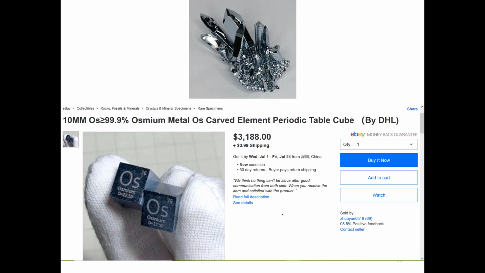And this one I want to show is the price for osmium material right now. This is the most dense material on our planet. It's 22.6, and the price for one cubic centimeter cube is 3,188. Yes, this is the price for one of these small cubes. The reason is it's very rare, it's hard to get this material. This is why it's even more expensive than gold.